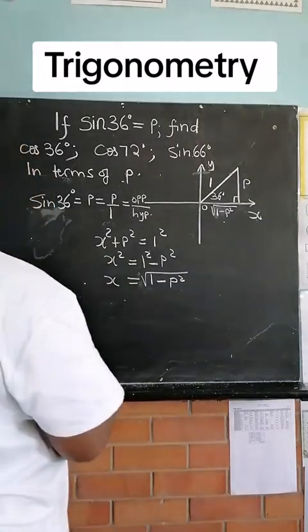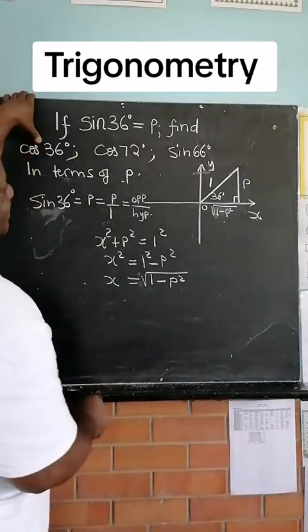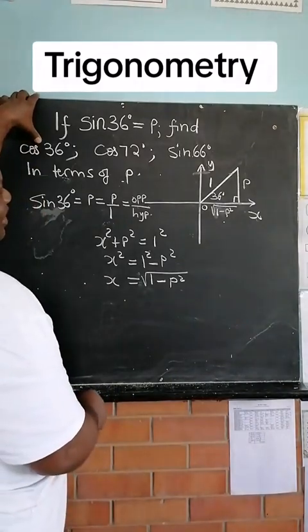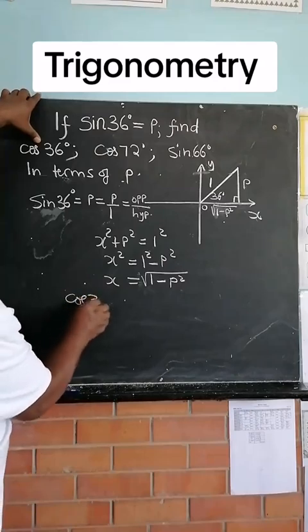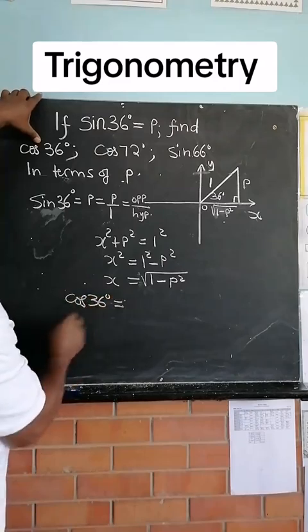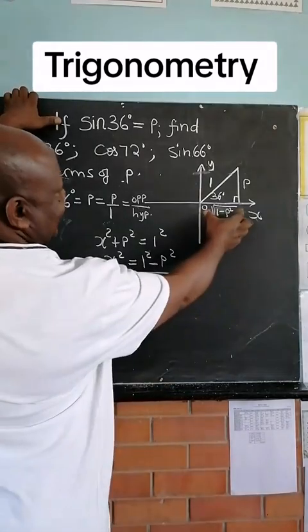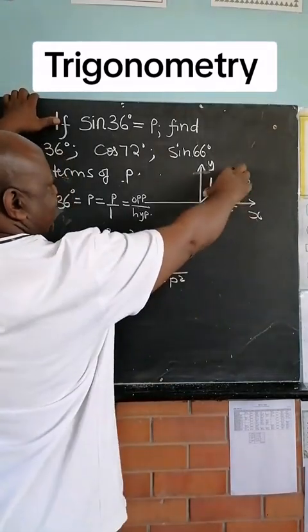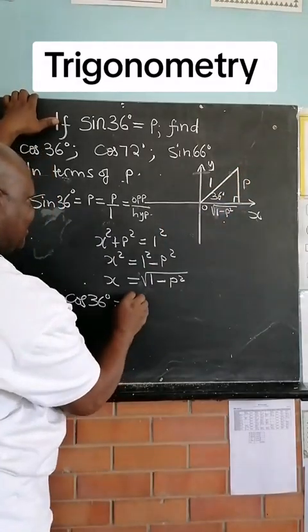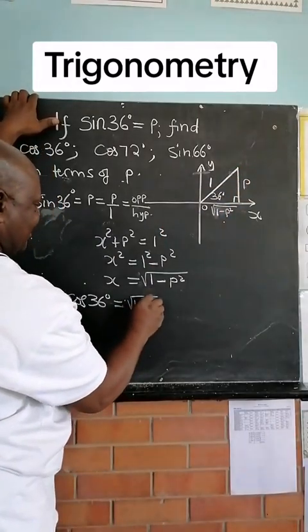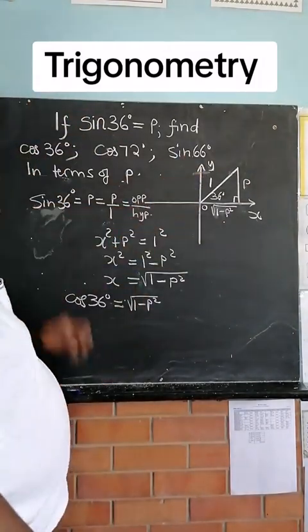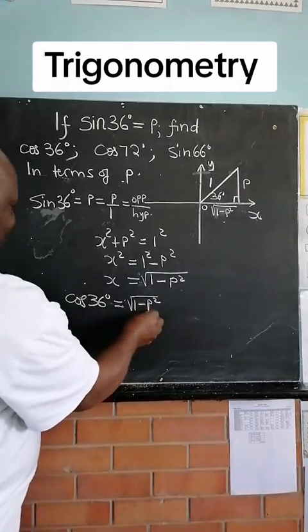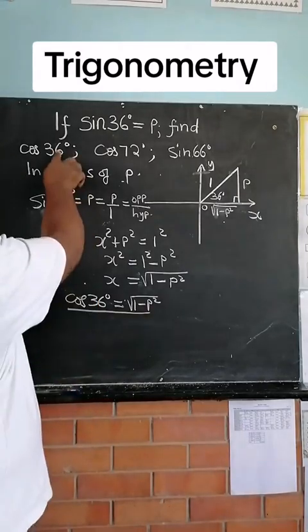Now, let's answer our questions. Cosine of 36 degrees is going to be easy to find. The cosine of 36 is now going to be equal to adjacent side divided by the hypotenuse side, which is simply the square root of 1 minus p squared over 1. But the 1 again is not very important, so that answers the first part of my question.